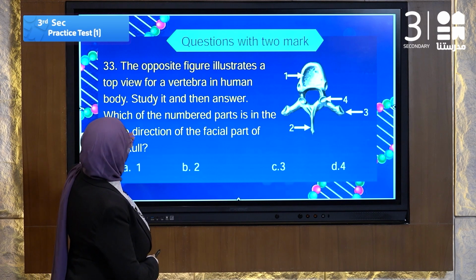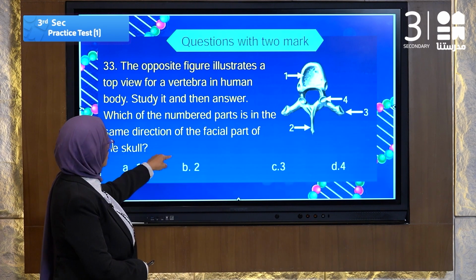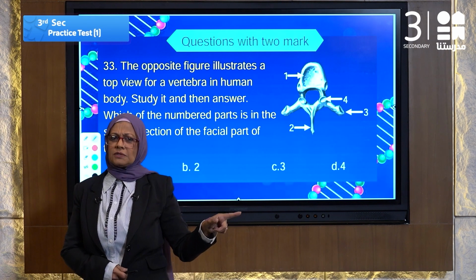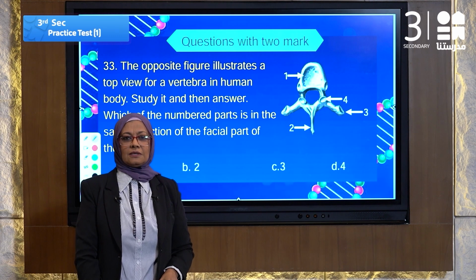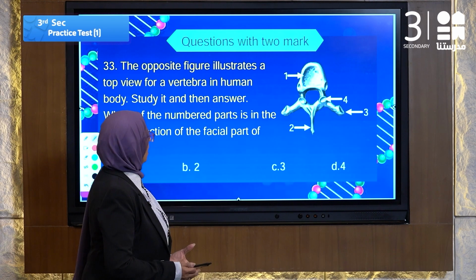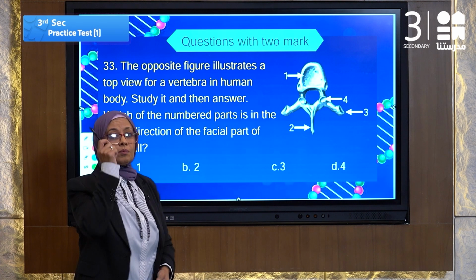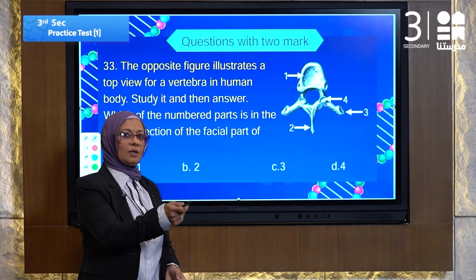Which of the numbered parts is in the same direction as the facial part of the skull? Where is the facial part of the skull? This is the facial part of the skull. Where is the vertebral column? It is found here in the back. Which part faces the facial part?